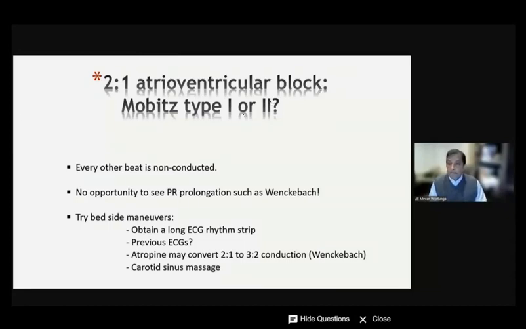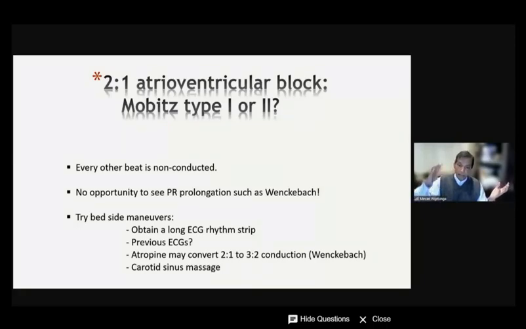The other thing is, if you want to, give 0.5 milligrams or 1 milligram of atropine IV, if it's allowed, and see what happens to this block. It's sort of like an experiment. Now get back to your physiology. Atropine reverses the vagal activity. As you know, the vagus nerve innervates the AV node, but not below the AV node. That's the basic physiology. So if the block is at the AV node, atropine takes it away. If the block is below the AV node, atropine has no effect.